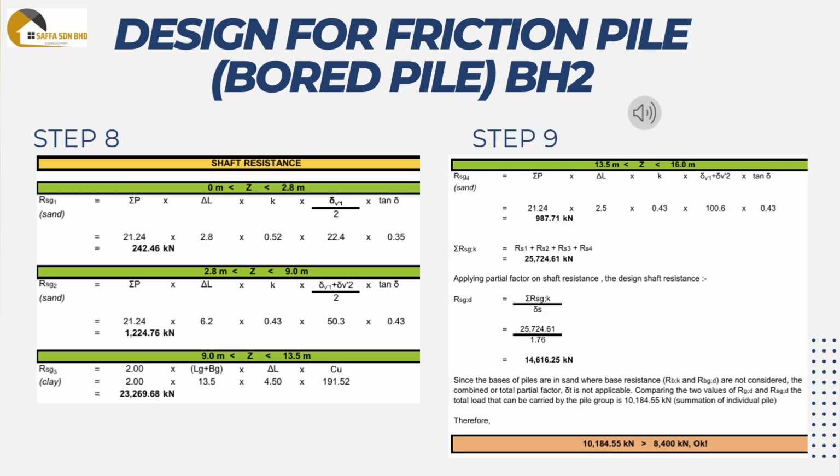And after that, we calculate shaft resistance, where we find the total of R_sg, and then we apply partial factor on shaft resistance to get the design shaft resistance. Comparing the two values of R_gd and R_sg, the total load that can be carried by the pile group is 10,184.55 kN. Therefore, it is bigger than 8,400 kN, and the result is okay.